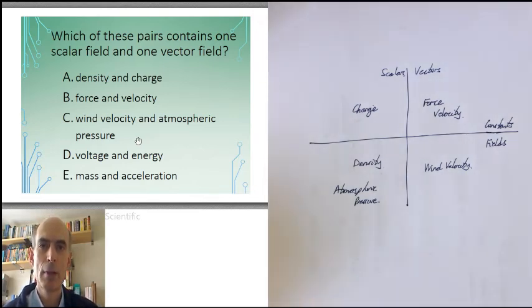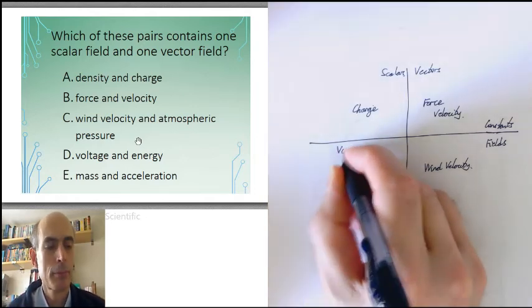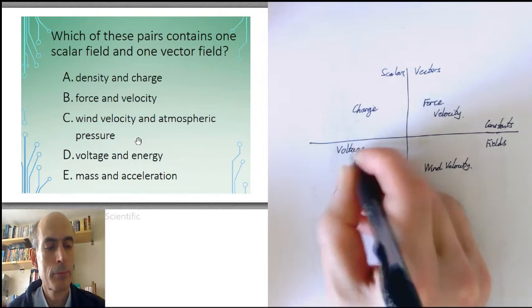Voltage. Well, voltage is a scalar. It doesn't have direction. It's just a property of one particular point in the circuit. It is the analogy of pressure in the hydraulic analogy. But it is a function of position. As you go round a circuit, the voltage changes. So that, I would say, scalar field.